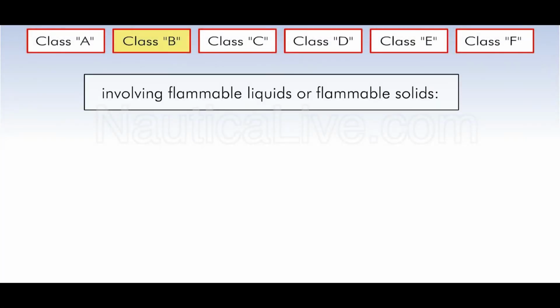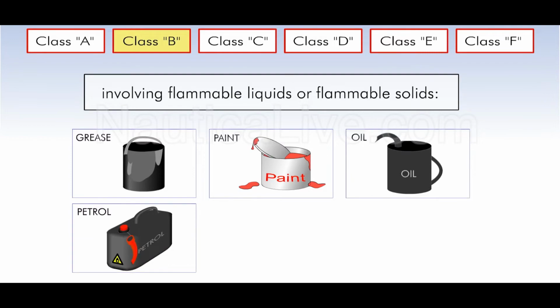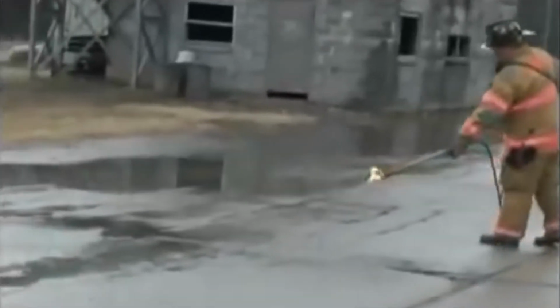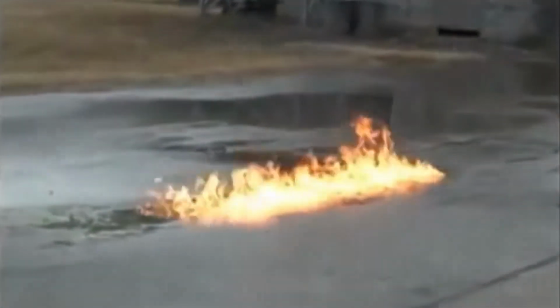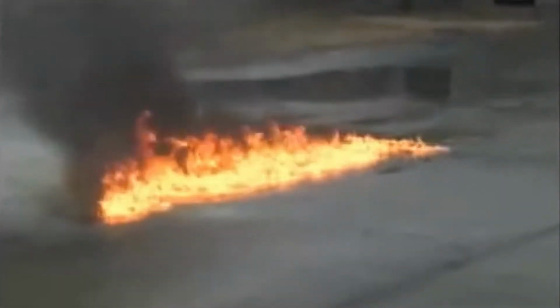Class B, fires involving flammable liquids or flammable solids such as grease, paint, oil, petrol, varnish, and fat. For example, what we're demonstrating here is a Class B fire. He's hitting it with a powdered extinguisher now. You're going to see that the chemical will not put the fire out. It'll immediately reignite. So he's going over there with Flame Freeze now.